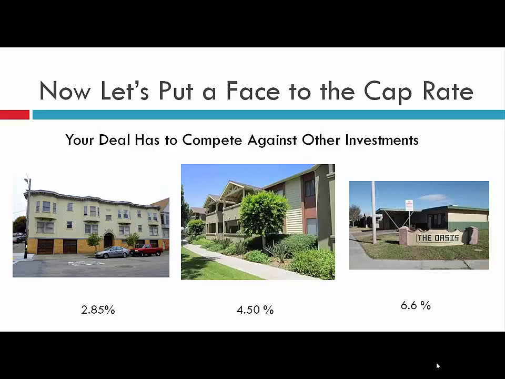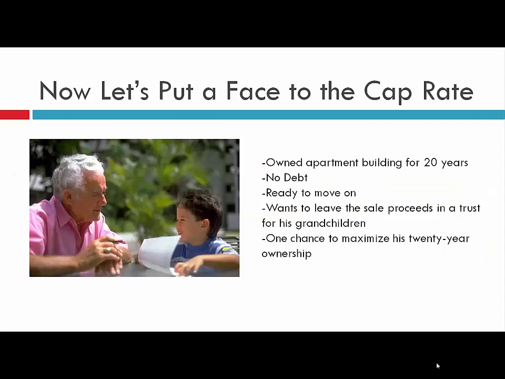Now let me explain to you the trick. And this is where you really need to understand, okay? Meet Grandpa. Grandpa has owned an apartment building for 20 years. 20 years ago, he sat in someone's seminar and learned about apartment investing. He was a successful business person. He owned his own business. He knew that he had to start putting money away for retirement. And he figured the best way to do it was to buy an apartment building. So 20 years ago, that's exactly what he did.